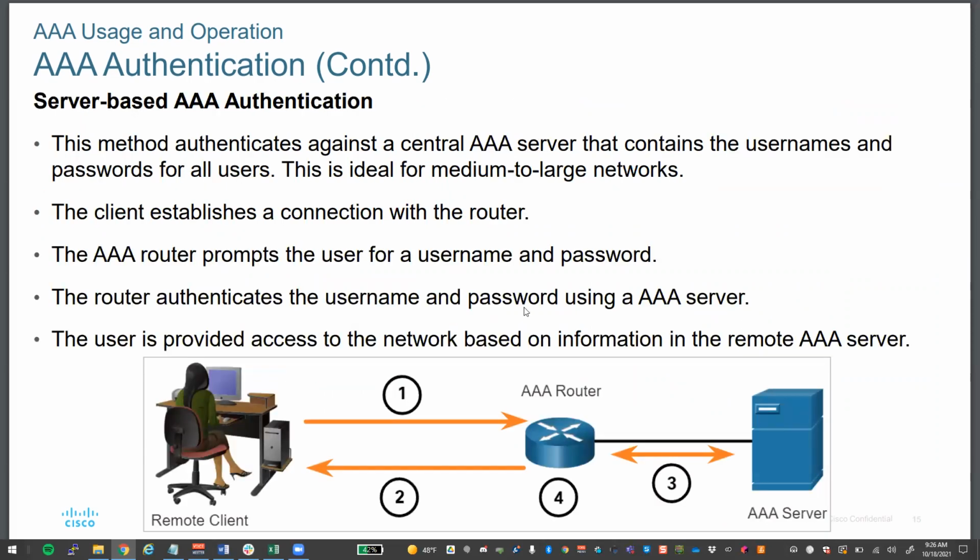and that user is then able to access the information. Server-based authentication is going to contain usernames and passwords for all users. It's ideal for medium to large networks because you can then use that same authentication server for multiple services. So in this case, you try to connect to the router, the router sends that authentication back to the server, the server authenticates it and sends it on back to the remote client.